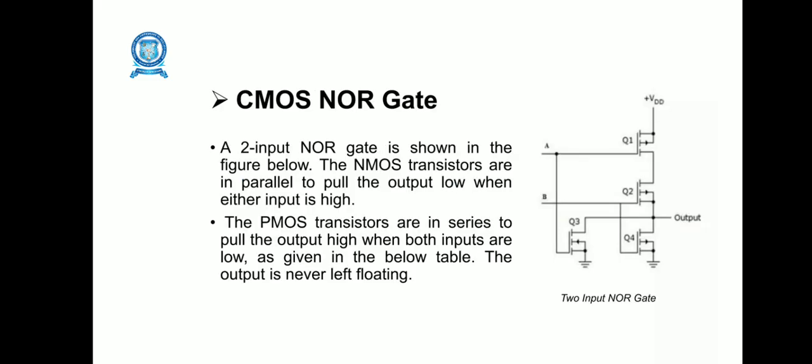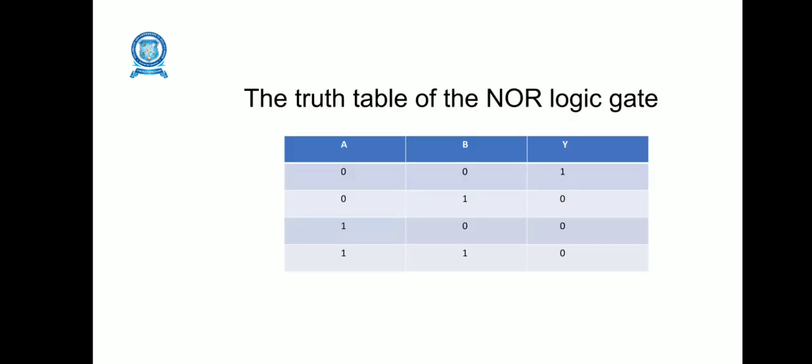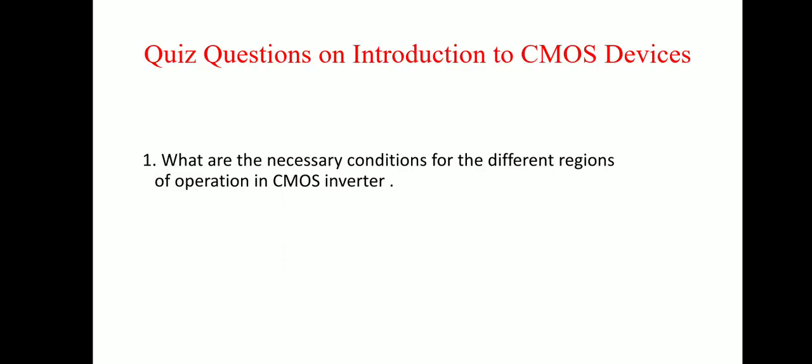In the case of the CMOS NOR gate, a two input NOR gate, the NMOS transistors are in parallel to pull the output low when either input is high. The PMOS transistors are in series to pull the output high when both inputs are low. Otherwise the output is kept floating. And if you see here the truth table, with A and B as the two inputs: 0 0, output is 1; 0 1, output 0; 1 0, output 0; 1 1, output 0.